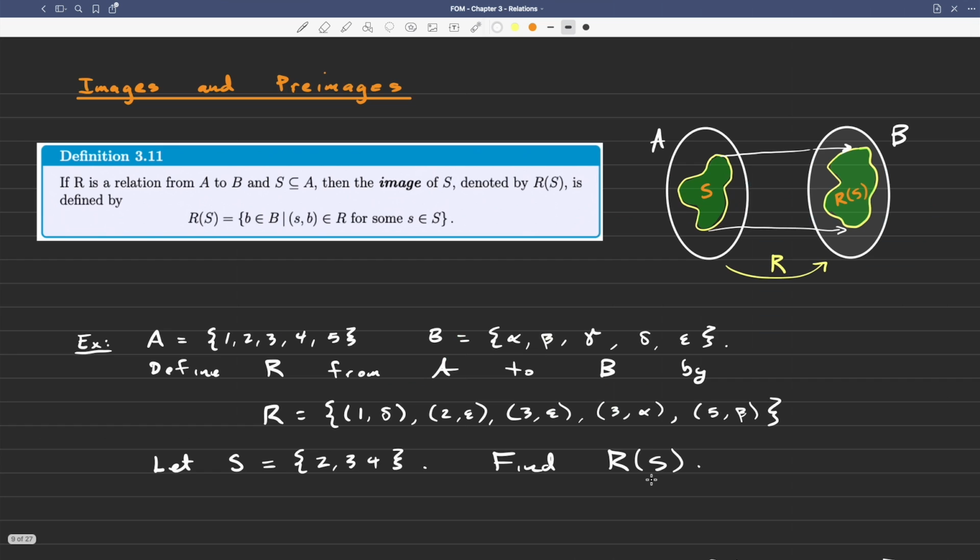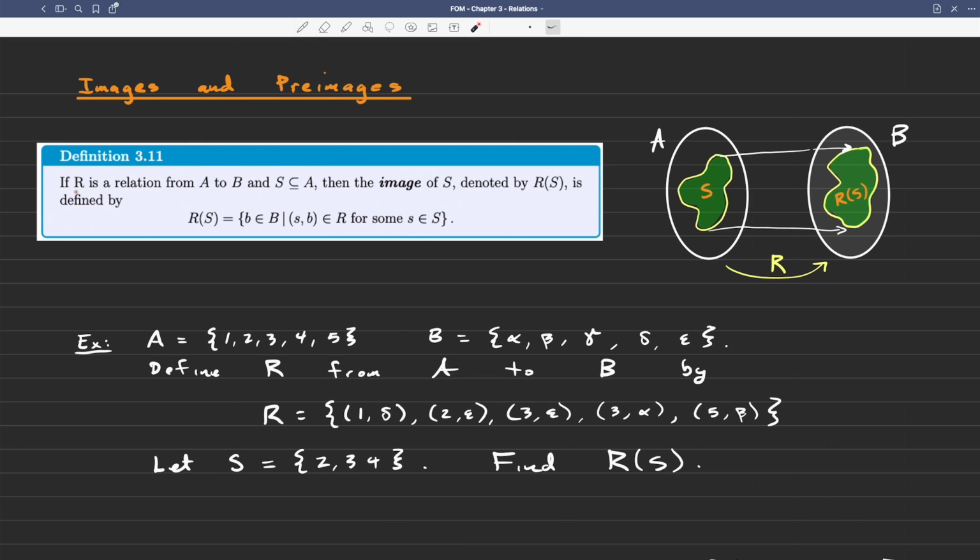Next up is the concept of images and preimages. These concepts are very similar, actually, to domain and range. Images are a subset of the range, and preimages are a subset of the domain. And their definitions are very similar to the definitions that you have for domain and range, but just restricted a little. So let's start with image.